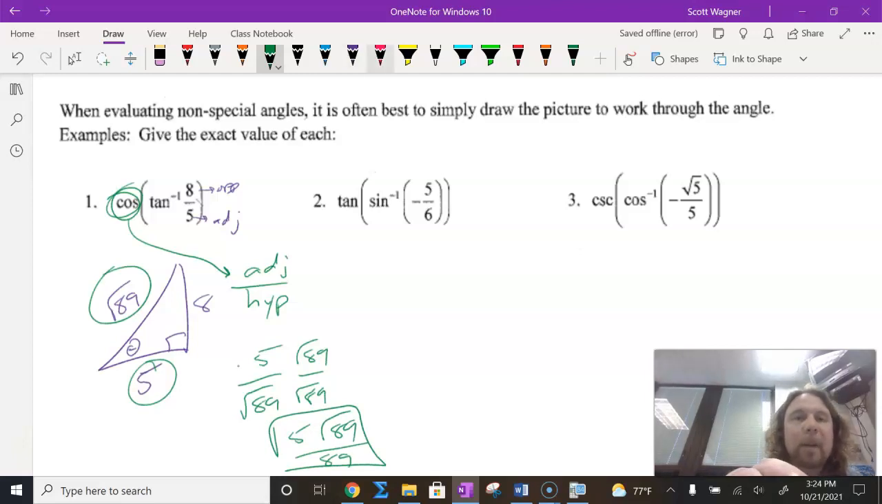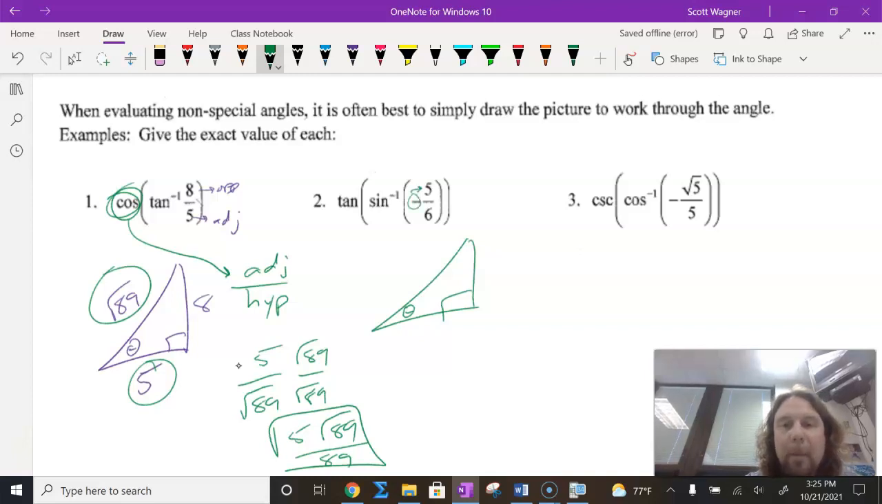All right, let's look at another one: the tangent of the inverse sine of negative 5/6. So again, maybe draw out a right triangle. Put a theta down there in the corner. Sine is opposite over hypotenuse. So I'll move that negative sign up to the numerator. The opposite's negative 5. The hypotenuse is going to be 6. So go through the Pythagorean theorem: 6 squared is 36, negative 5 squared is 25, subtract them, you get 11, so that's the square root of 11 for that third side.